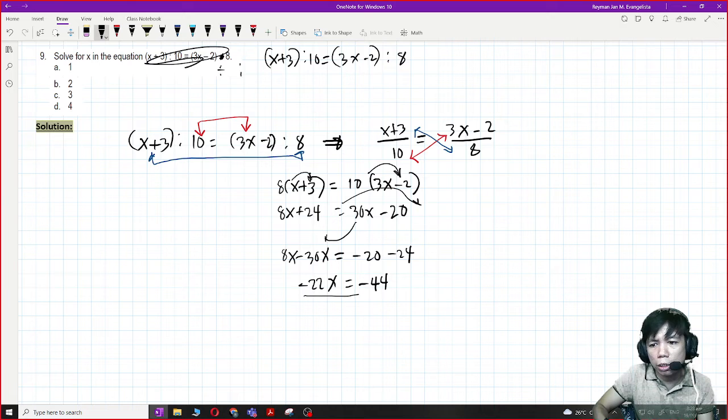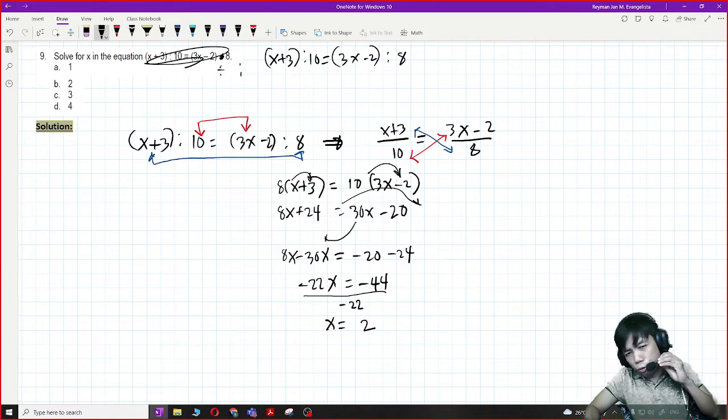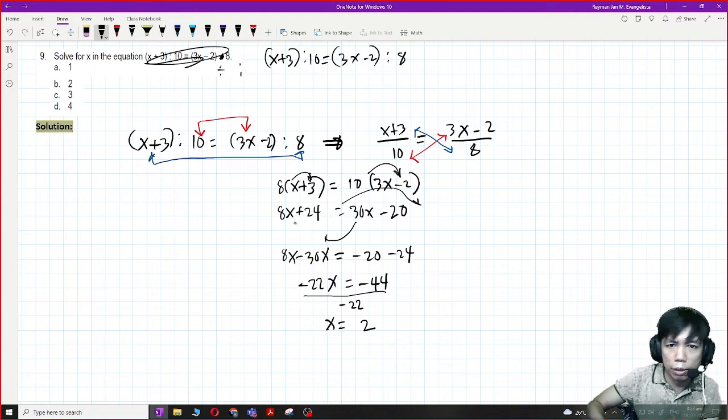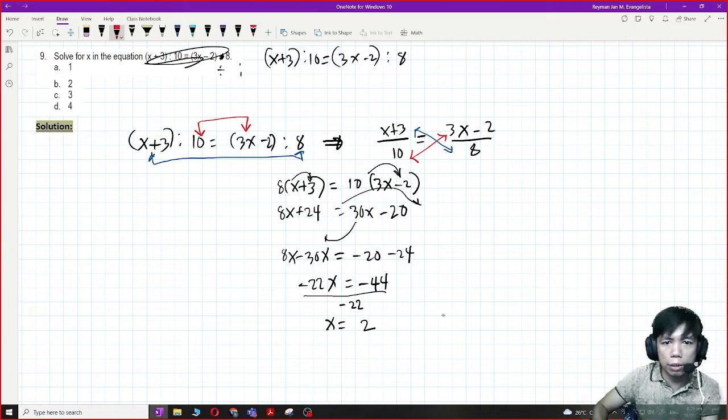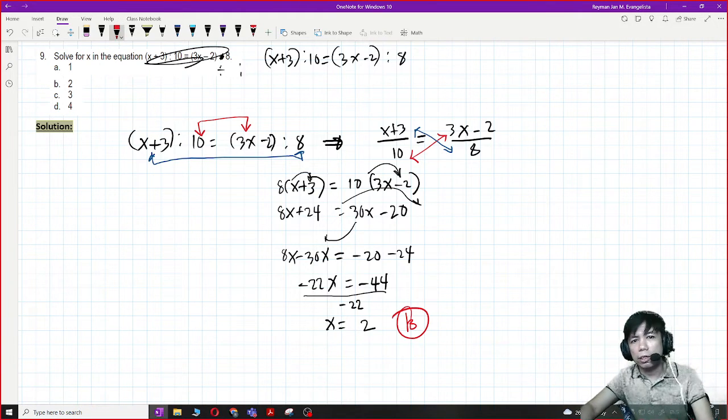Okay? Divide both sides by negative 22. So, x natin is negative 44 over negative 22 is positive 2. Okay? So, the solution in the given equation is positive 2. The answer is letter B. Letter B.